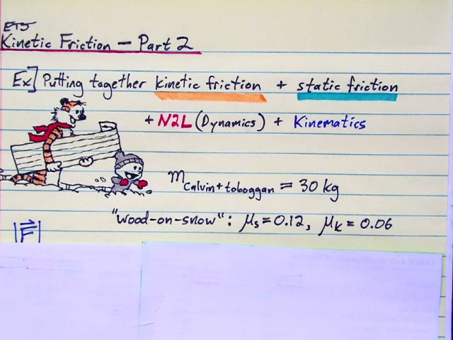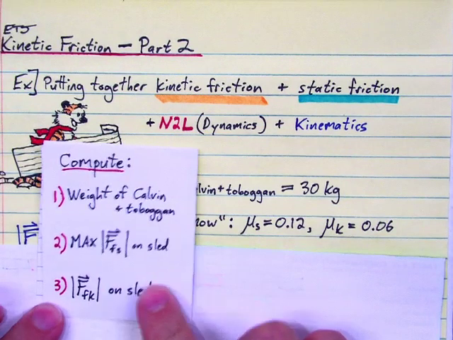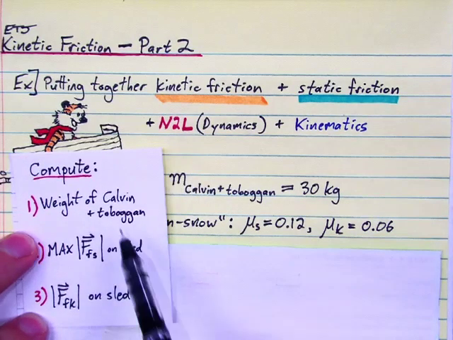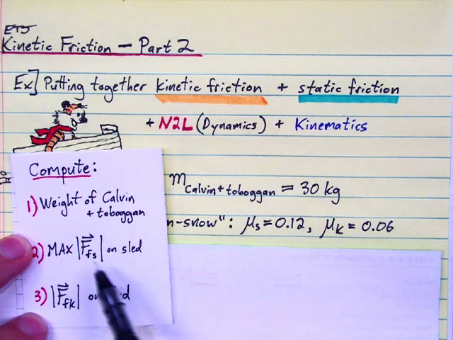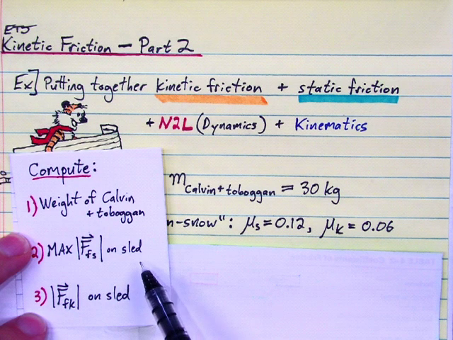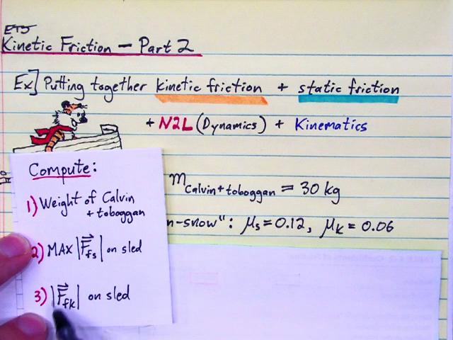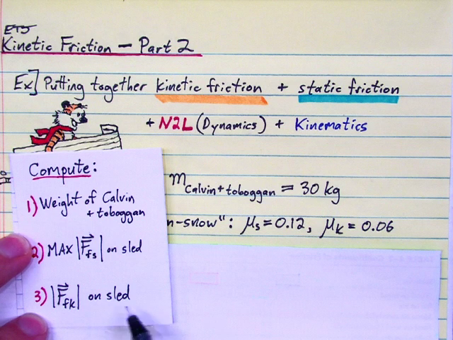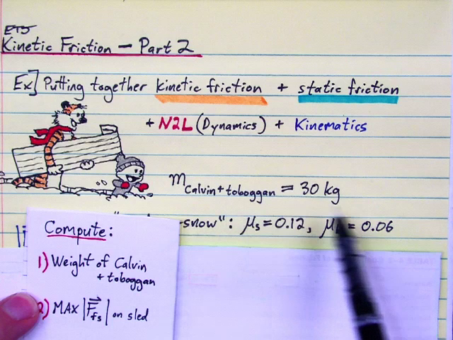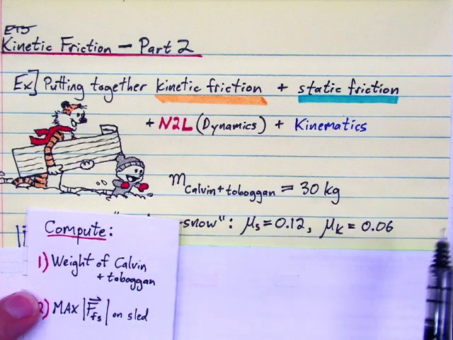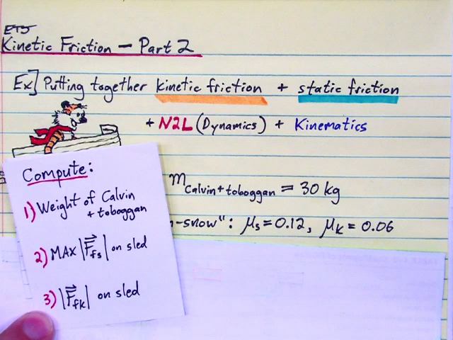What I would first like you to compute are these three things. The weight of Calvin and his toboggan, the maximum force of static friction that the snow will be exerting on the sled, and the magnitude of the force of kinetic friction that the snow will be exerting on the sled once the sled is in motion. They're going to be moving over horizontal ground the whole time, and they are starting from rest. So pause the video, compute those three things. Got it?